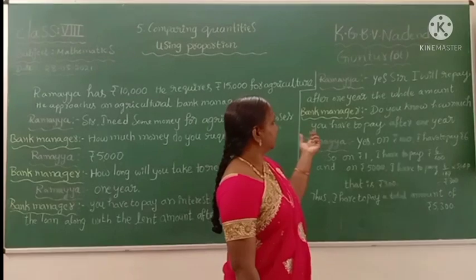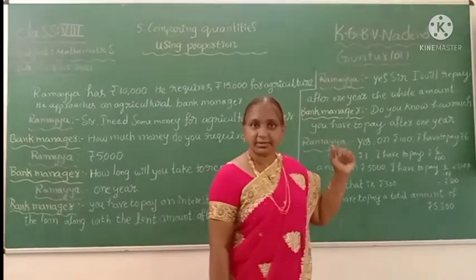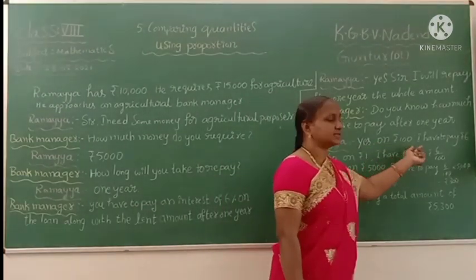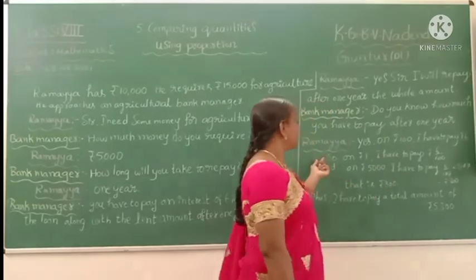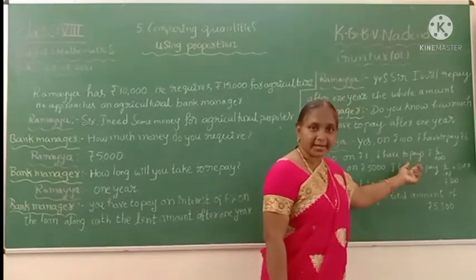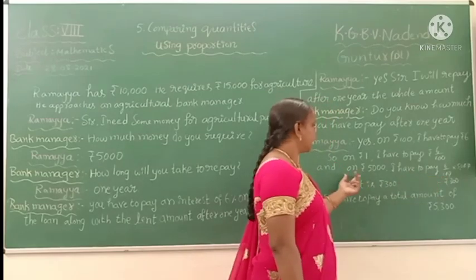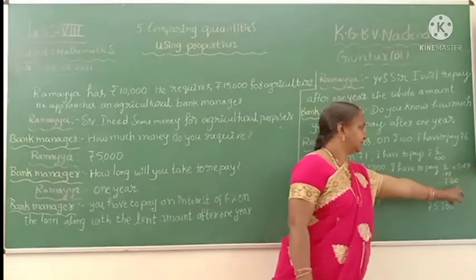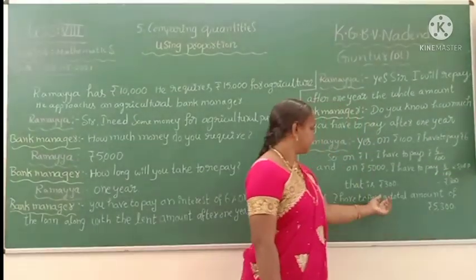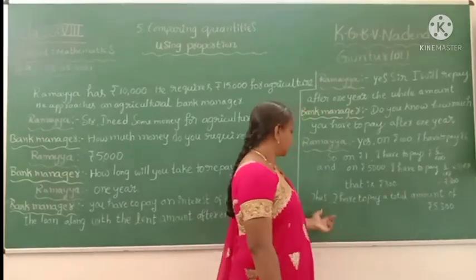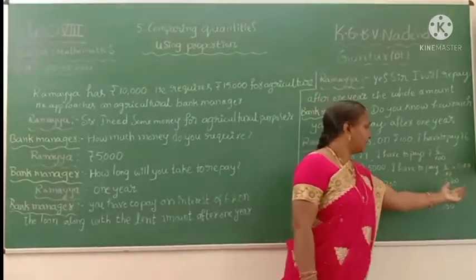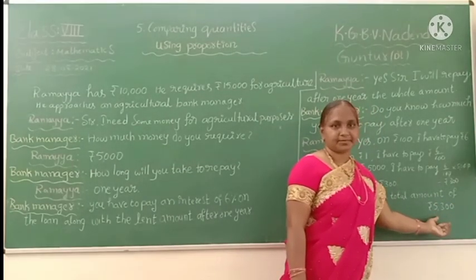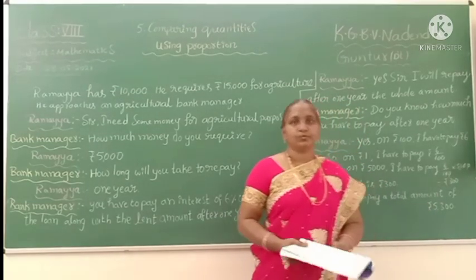Then the bank manager asked, "Do you know how much you have to pay after 1 year?" Ramaya said, "Yes, on 100 rupees I have to pay 6 rupees. So on 1 rupee I have to pay 6 by 100 rupees. In this way, on 5,000 rupees I have to pay 6 by 100 into 5,000 rupees. That is equal to 300 rupees. So I have to pay a total amount of 5,300 rupees."